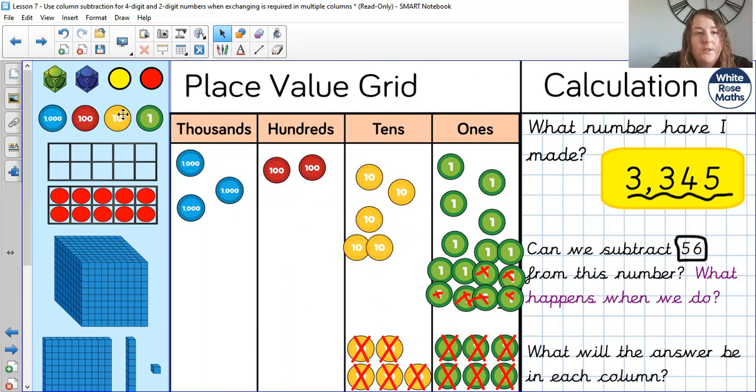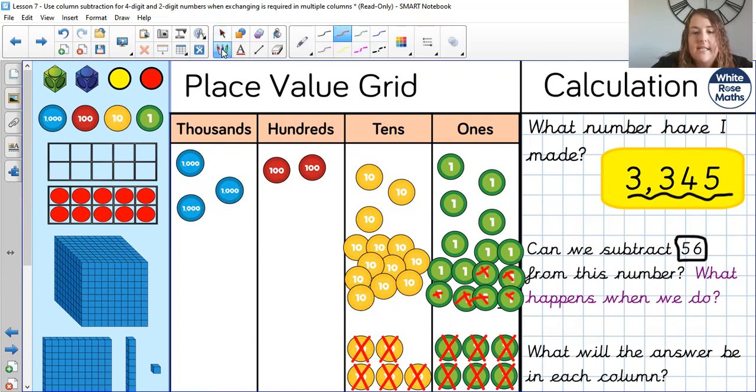1, 2, 3, 4, 5, 6, 7, 8, 9, 10. Having to squish them there a little bit, but it still now shows 13 tens. And then I need to subtract 5 of them. 1, 2, 3, 4, 5.